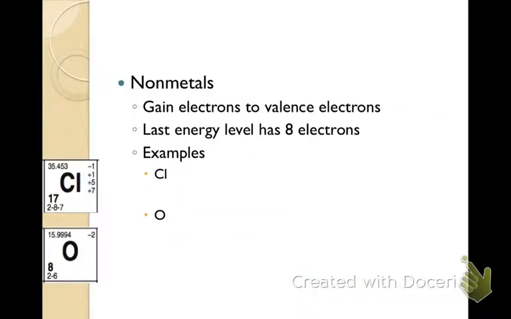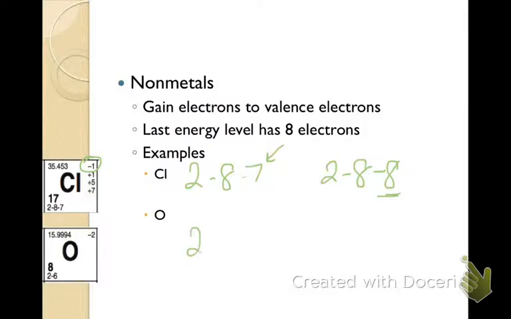Now nonmetals will gain electrons, so we have chlorine here. That's 2-8-7. That last energy level will gain an electron, for example, from potassium or from strontium, and therefore end up looking like 2-8-8. It hasn't become that next noble gas, but it has the same electron configuration as that next noble gas, and it has 8 electrons in its outer shell. Since it has gained an electron, it's at a -1 charge.